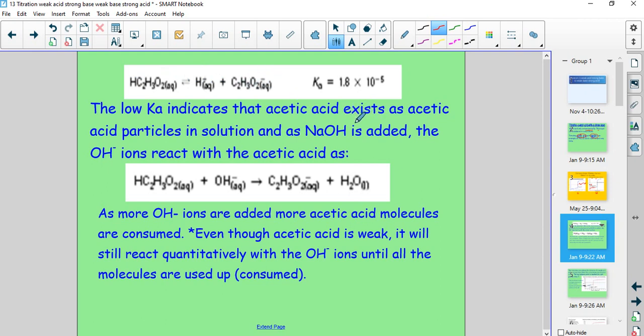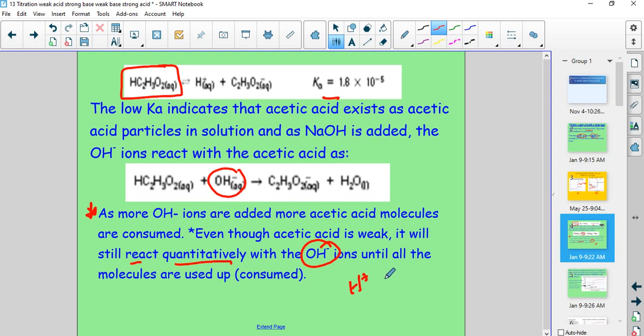Now, hydroxide ions will react with the acetic acid. It will neutralize in this titration. Importantly, the more hydroxide ions you put in, despite it being a weak acid, the more you force this reaction to move to the right. So your acetic acid, despite it being weak, will react quantitatively. That means your hydroxide ions will continue to consume hydrogen ions until your acetic acid has ionized completely.